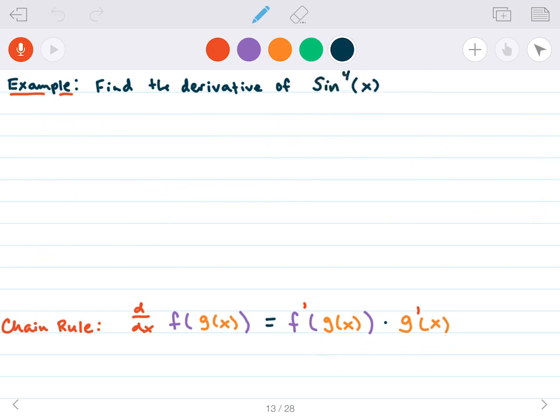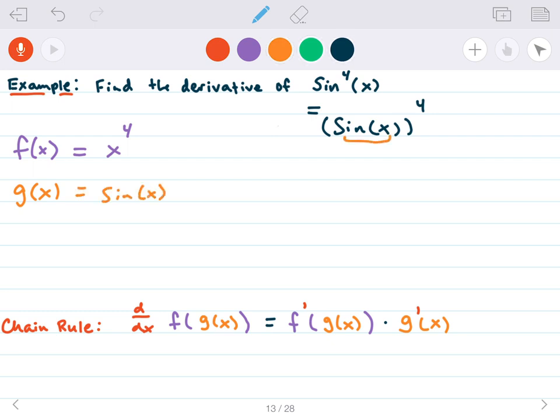All right, what about sine to the 4th of x? Well, I'm going to rewrite this a little bit. This is the same thing as sine of x to the 4th. And maybe we can see what the outer and inner function is a little bit better like that. So our outer function is going to be something to the 4th. What is that something that we put in? It's sine of x. Okay.